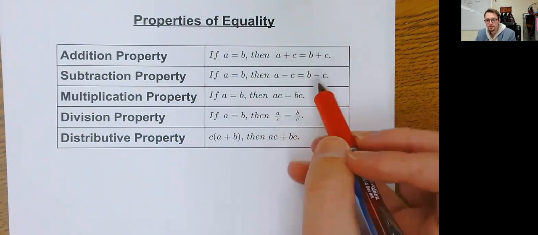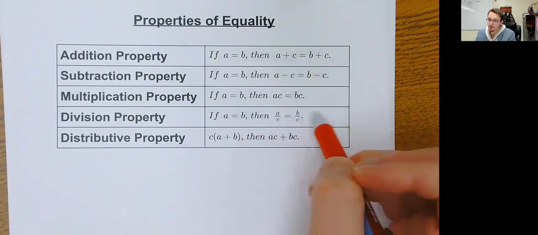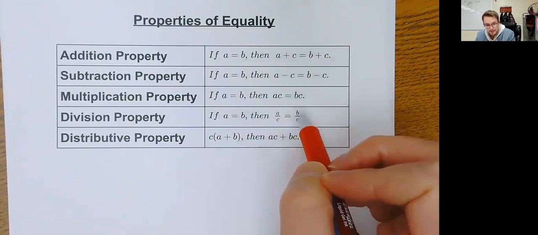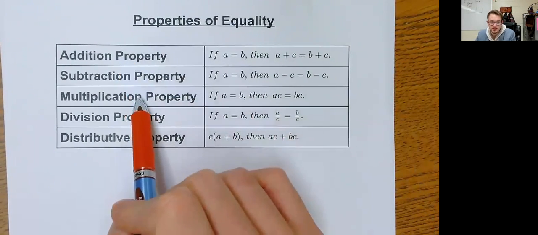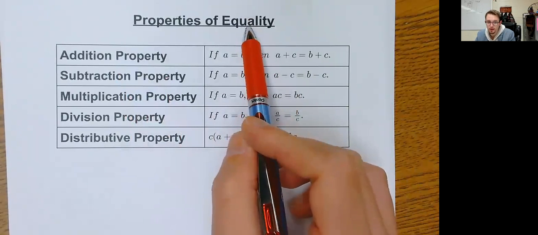So, right, you can multiply both sides. Now, you can also divide both sides by the same number. Very important, by the same number. So these are properties which allow you to do this, and they're properties of equality.